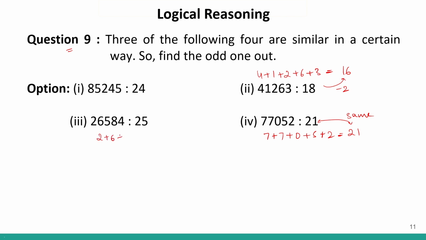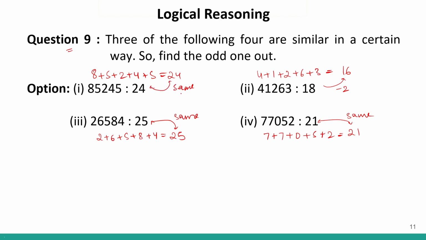2 plus 6 plus 5 plus 8 plus 4. So, 6 plus 4 is 10, correct? 8 plus 2 is 10. So, 20. 20 plus 5 is 25. So, over here also the numbers are the same. Now, if I look at this option, 8 plus 5 plus 2 plus 4 plus 5, I can see 8 plus 2 is 10, 5 plus 5 is 10. So, 10 plus 10 is 20 and 20 plus 4 is 24. So, these numbers are also the same.